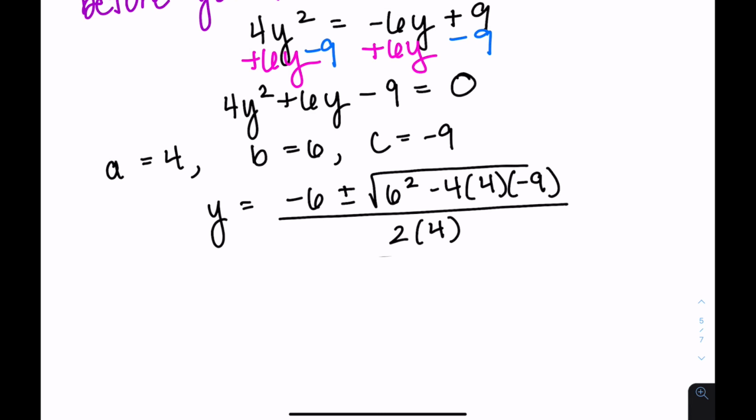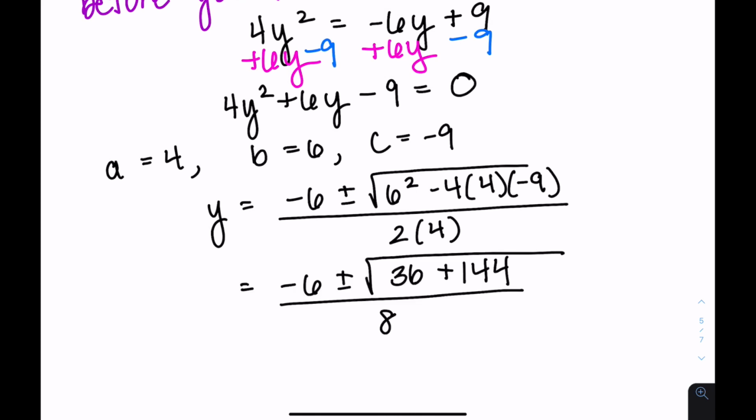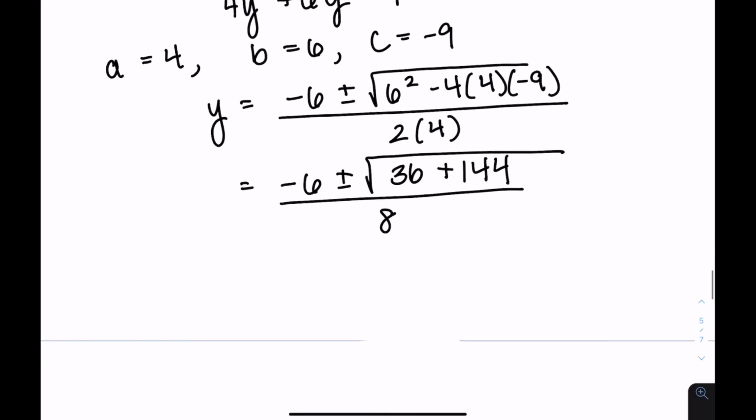So using our quadratic formula, we're going to get our two solutions. So y is equal to negative 6 plus or minus the square root of 6 squared minus 4. a is 4, c is negative 9, all over 2a. So now we just need to go ahead and condense and simplify and put in the appropriate form. So 6 squared is 36. Negative 4 times negative 9 is 144, and our denominator is just going to be 8.